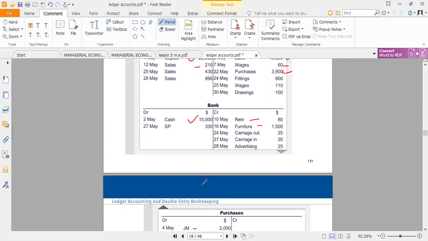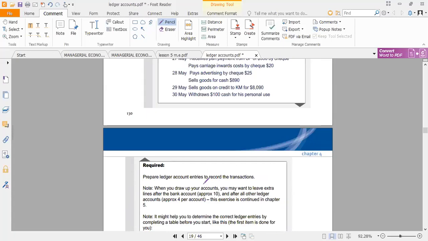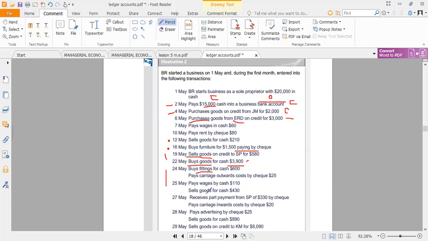But what I don't understand, before you go down, sir, is the carriage outward cost by cheque on the same day. As far as I know, when we say carriage outward, it means you are the one providing transport. So how does that go into the fittings? Because you are the one who bought the fittings. No, it's on the same date here. So we're going to open two accounts again, the carriage outward and the bank account. Oh, okay. So these are two different transactions altogether. Yes.